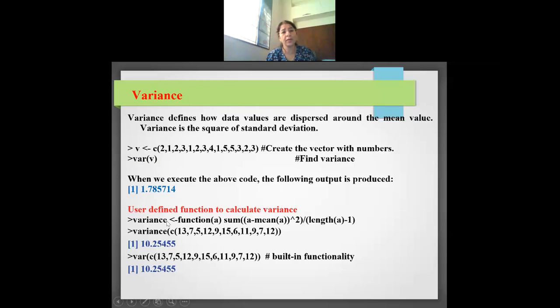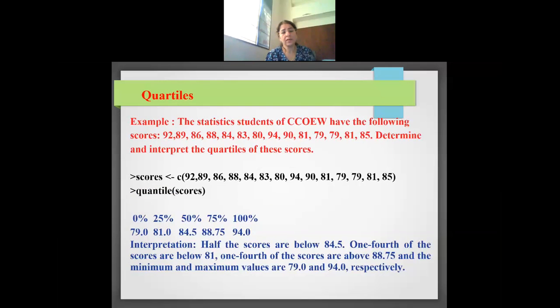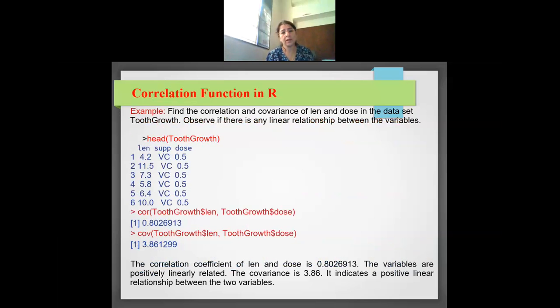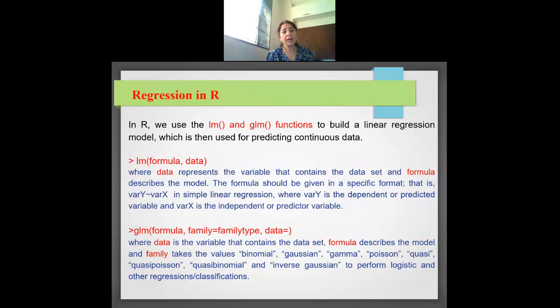Variance you can also calculate using the var function, or you can write your own function. Likewise, quantiles can also be found for this data: the 0% minimum value, maximum value, median, and this is the first quartile, this is the third quartile. It can print all of these using the quantile function. You can print summary, head, and correlation also. You can find the cor function between this variable and this variable of the data set, and it will print the correlation. And lm is the function used for regression, I told you.